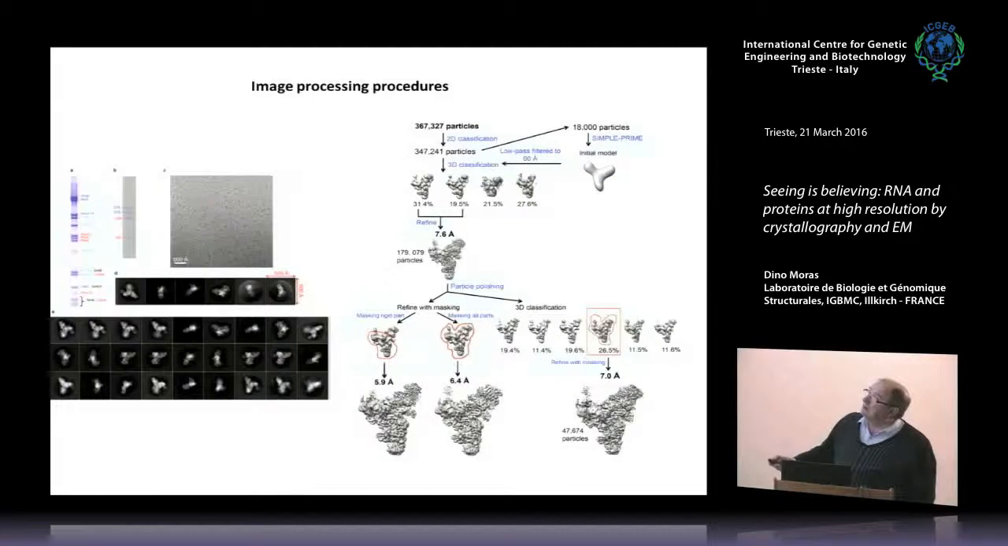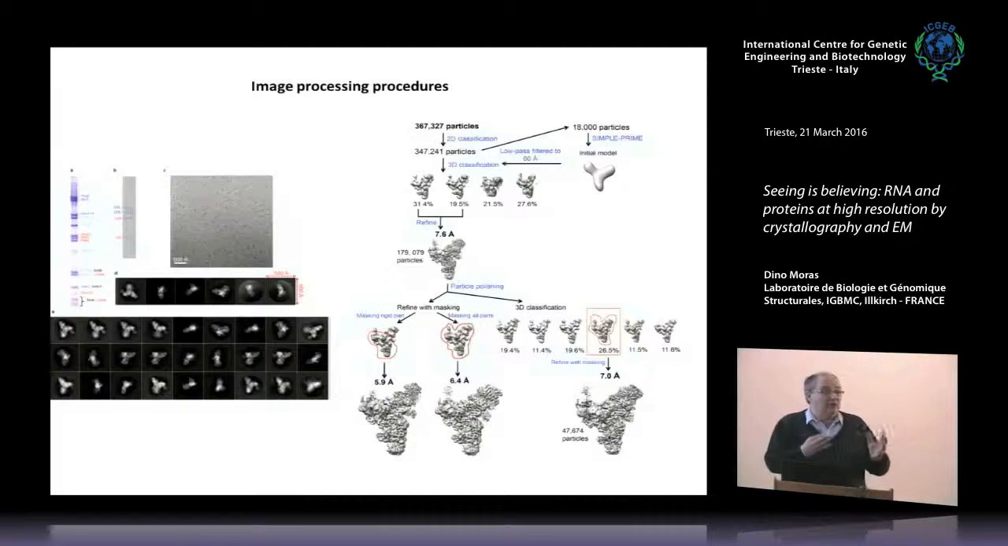Well, not fantastic, but you see between 6 and 4, it's a lot of data. And you start, don't forget, with 367,000 particles that you select. You have an initial model to select, and then you process, and you have different conformers, so you classify. So you have different classes of structure. You don't know what is in.